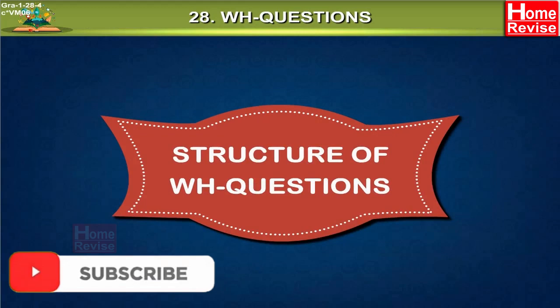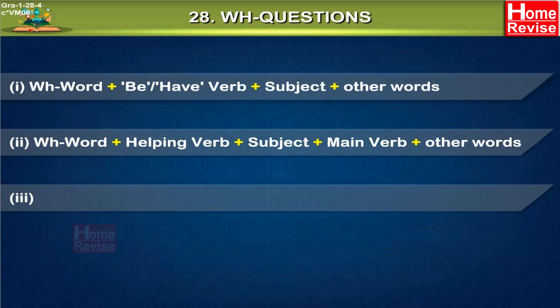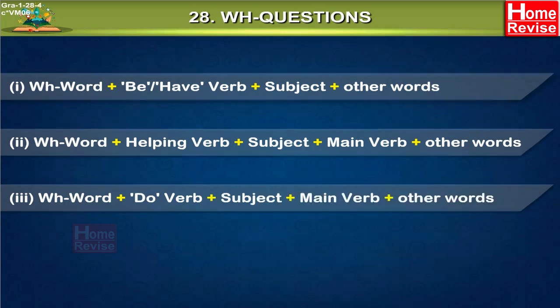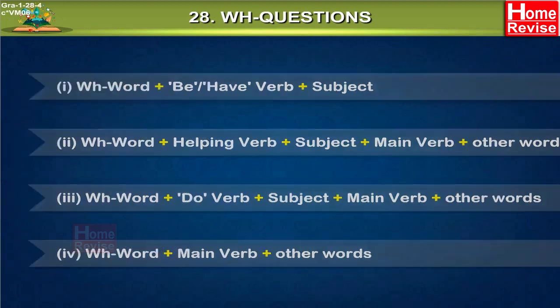Structure of WH questions. First, WH word plus be or have verb plus subject plus other words. Second, WH word plus helping verb plus subject plus main verb plus other words. Third, WH word plus do verb plus subject plus main verb plus other words. Fourth, WH word plus main verb plus other words.